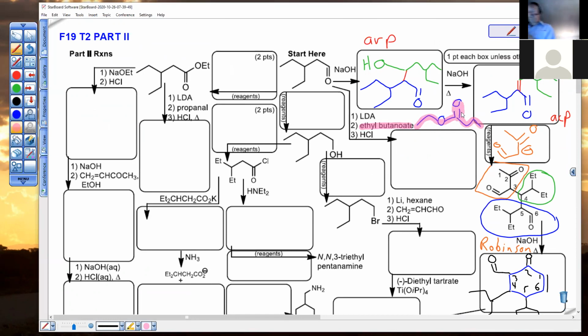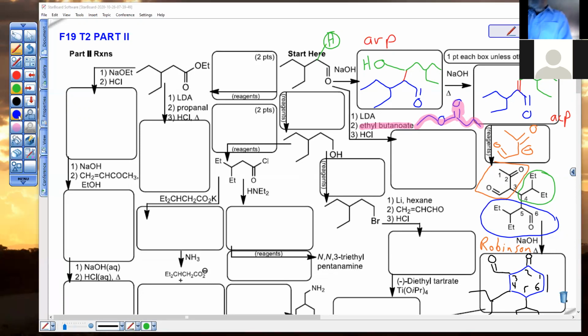And what it's going to do is react. LDA is going to make, keep track of where we are, LDA knows how to take alpha H's. That's its job. That's going to be gone. Ethyl butanoate gets attacked and the leaving group gets booted off, and you deprotonate and get something like this. And then step 3 puts an H on there. So let's copy this piece here.